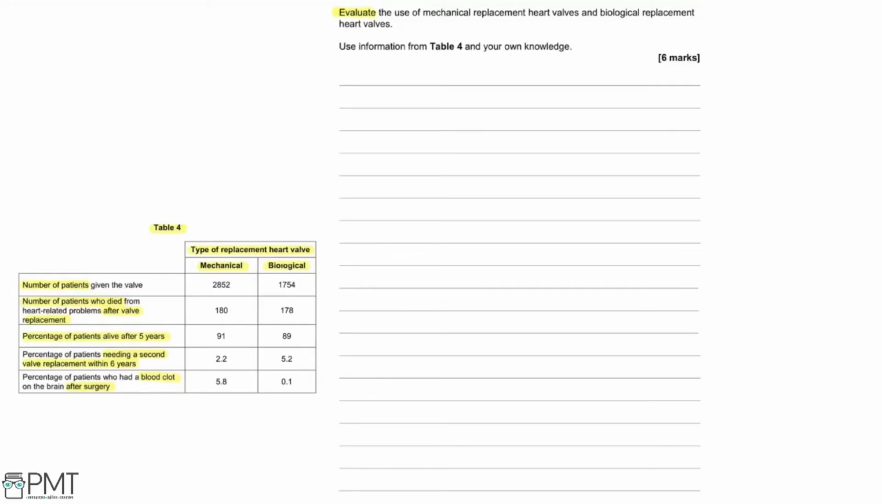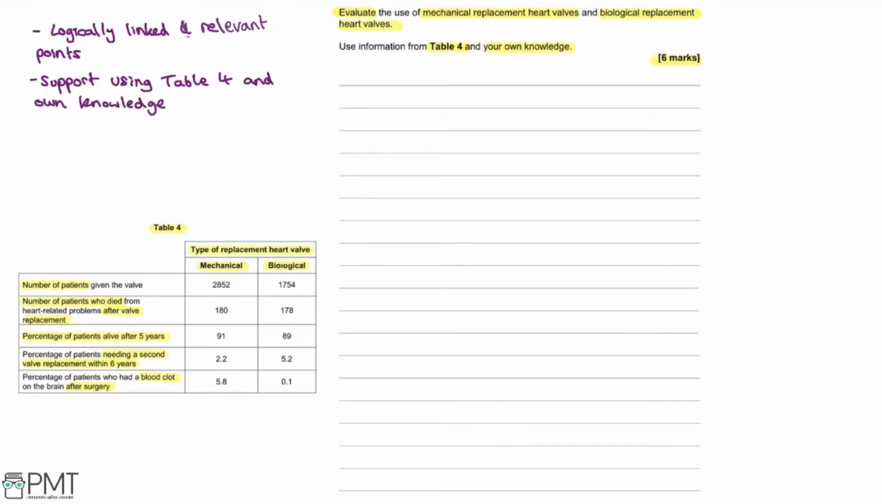Evaluate the use of mechanical replacement heart valves and biological replacement heart valves. Use the information from Table 4 and your own knowledge, and this question is worth 6 marks. Now, with a question such as this, it's not enough to just list 6 bullet points to get all of those marks. You've got to make sure that you're listing your points in a logical order and explaining them for the examiner. The question then goes on to tell you to use information from Table 4 and use your own knowledge, so you must do both of these in order to get your full marks.